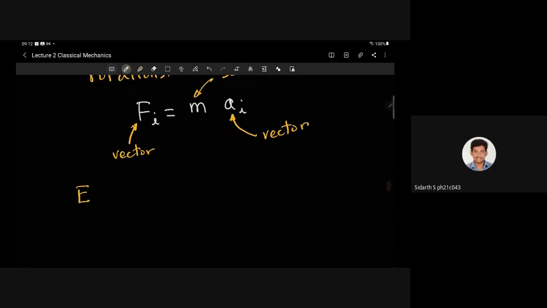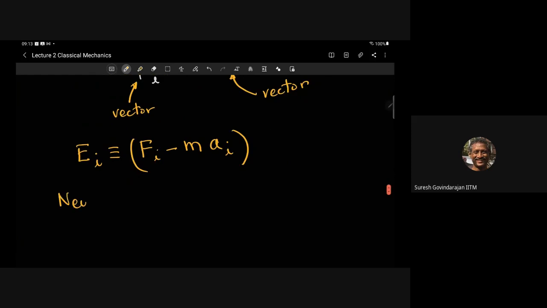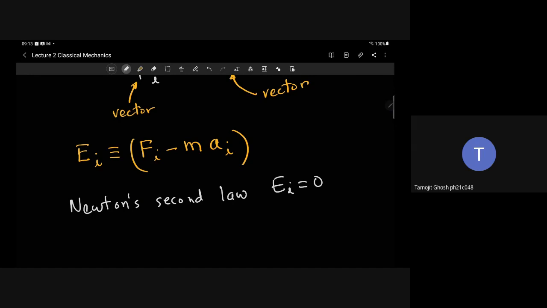Does the word scalar come from scaling? No, not at all. So we define these equations as E_i, which is F_i minus m a_i. This is also a vector equation, so I give it a vector index. And Newton's equations is E_i equal to 0. Here does the subscript i represent one of the components, or is it representing the whole vector itself?